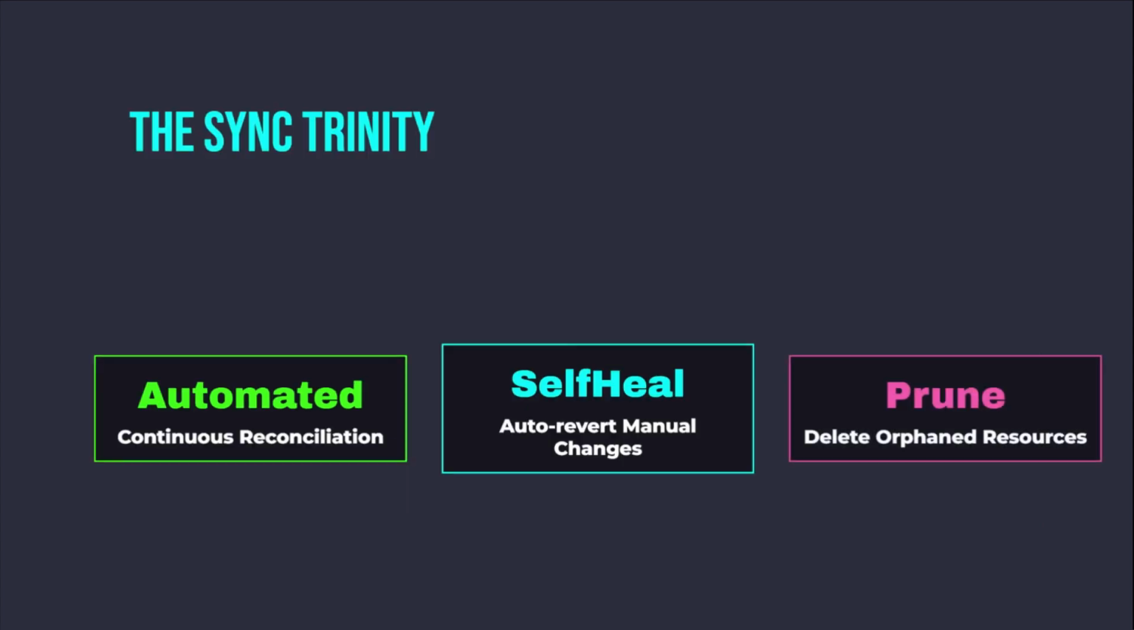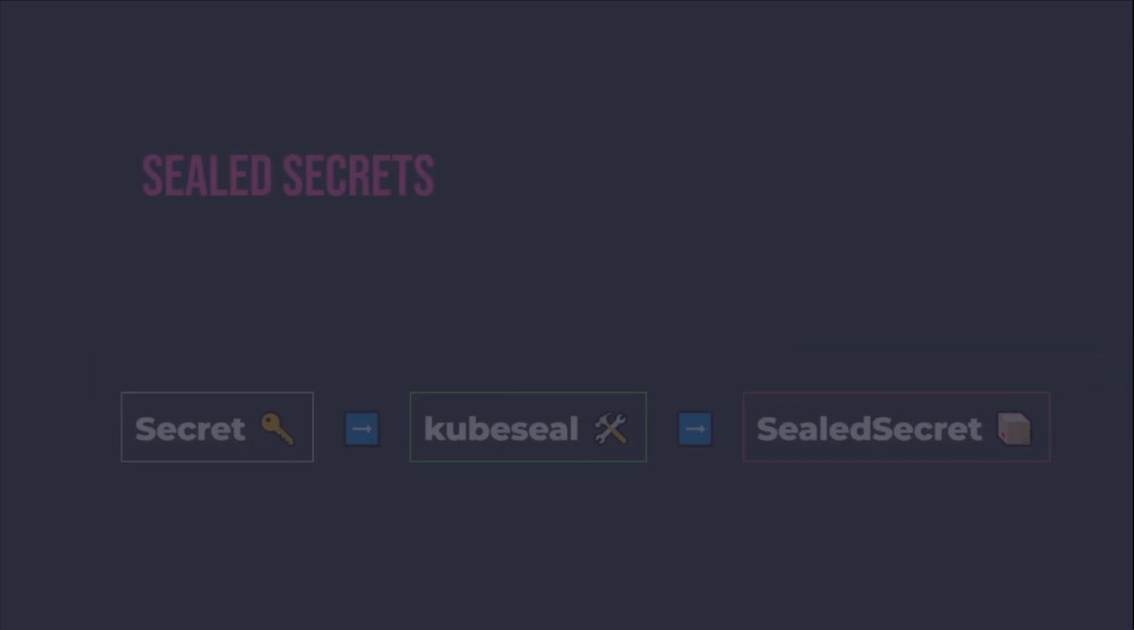Furthermore, set the Prune flag to true. Prune ensures that resources removed from the Git manifests are also deleted from the live cluster. Without Prune, resources deleted in Git would remain orphaned in the cluster, leading to resource waste and security vulnerabilities. These three flags, Automated, SelfHeal, and Prune, form the foundation of robust declarative deployment.